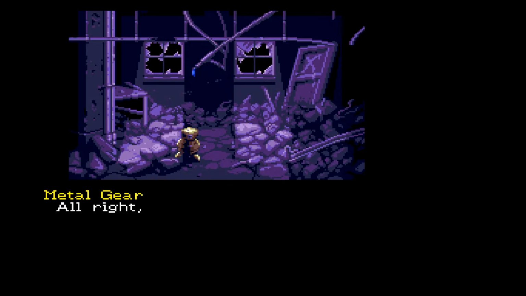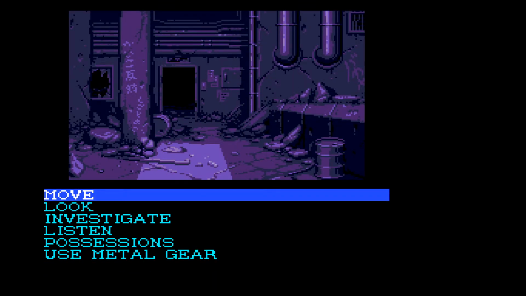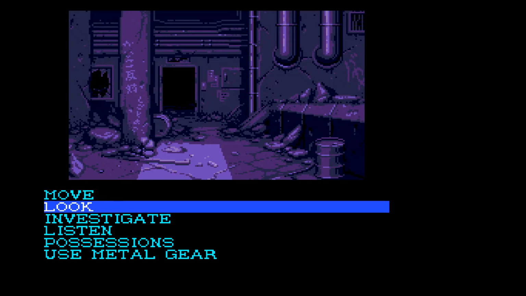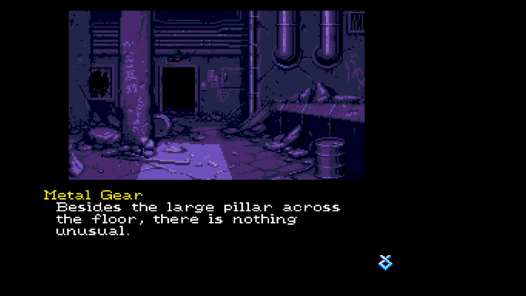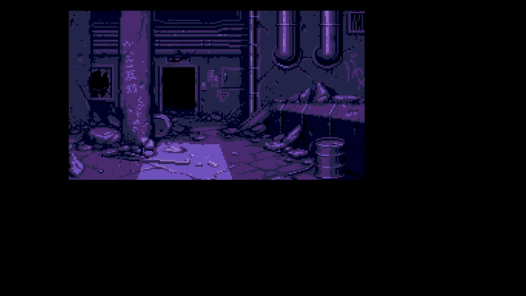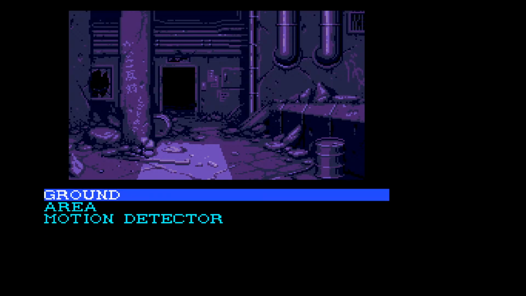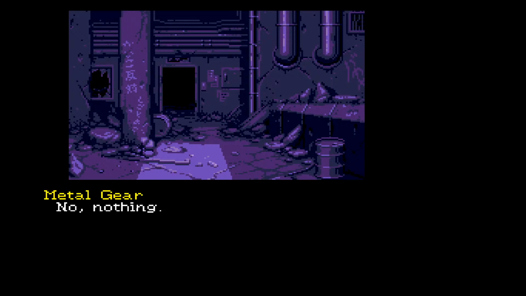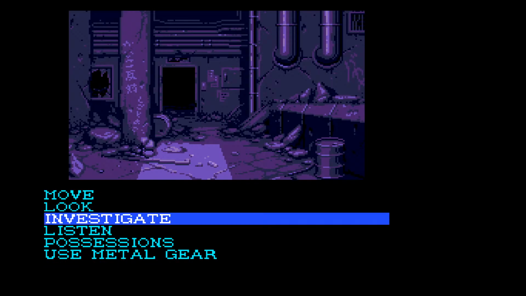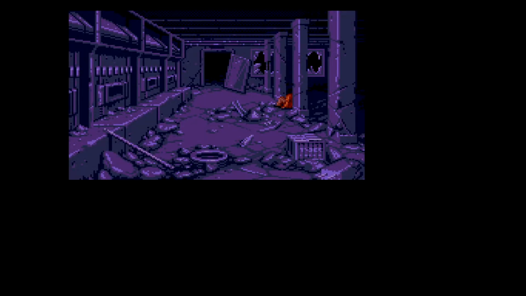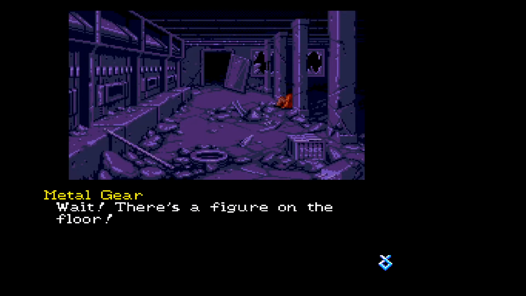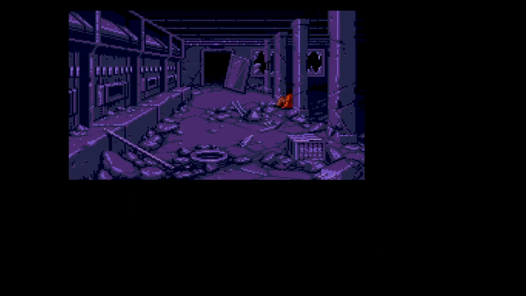Alright, let's go ahead and advance. Alright, now moving ahead. Look at the area. Besides the large pillar across the floor, there is nothing unusual. Nothing on the sensors. Okay, let's go ahead and just move forward. Wait! There's a figure on the floor!